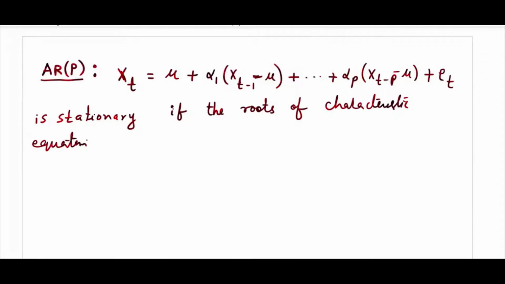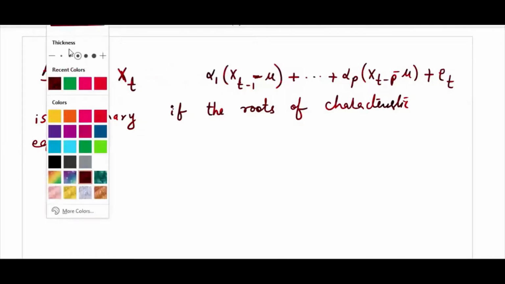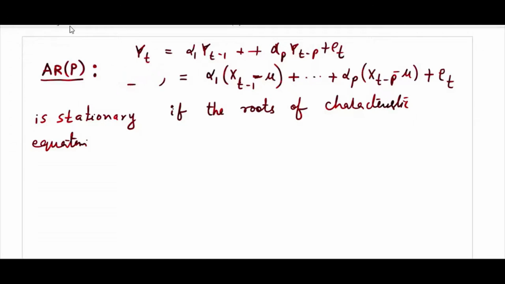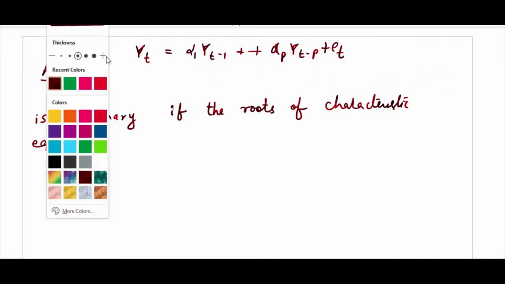Xt minus mu, you can denote it by yt. If I write this way, xt minus mu is equal to this one, and you take yt for this: alpha 1 yt minus 1, up to alpha p yt minus p, plus et. If you remember this way and bring all the terms to the left, you can write this in this form. Always it will be useful.